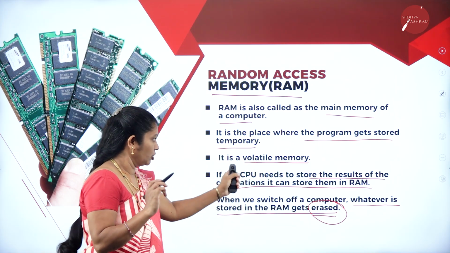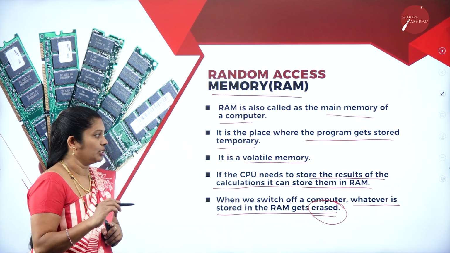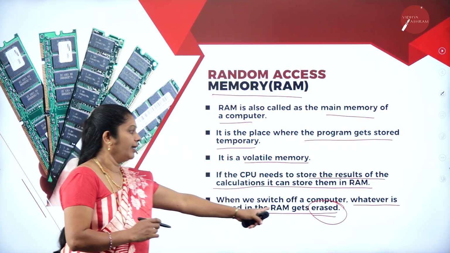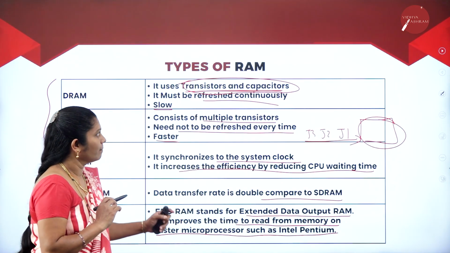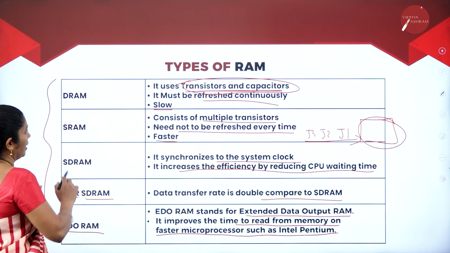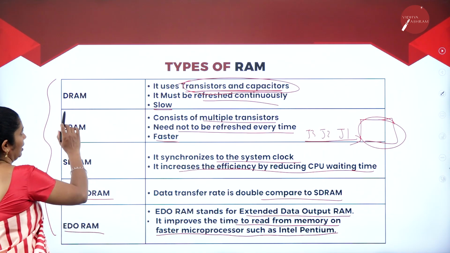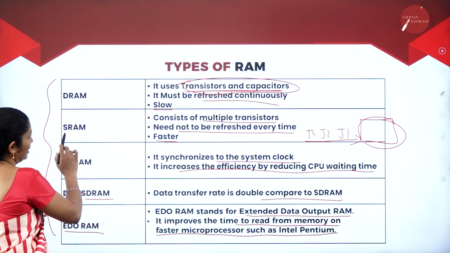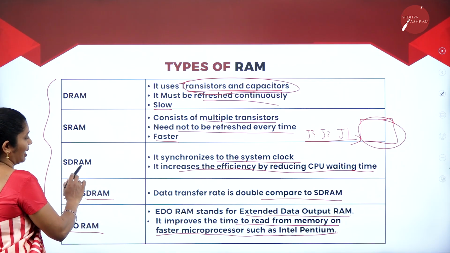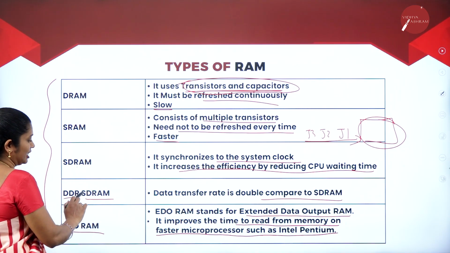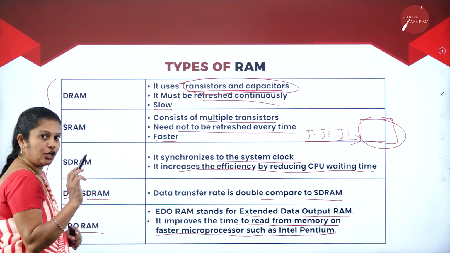It is a volatile memory, and it stores the result of a calculation. It can be stored in RAM, and it erases the data when there is no power supply. Types: DRAM, SRAM, SDRAM, DDR SDRAM, EDORAM. Dynamic random access memory, static random access memory, synchronous dynamic random access memory, double data rate synchronous dynamic random access memory, as well as the last one, EDORAM.